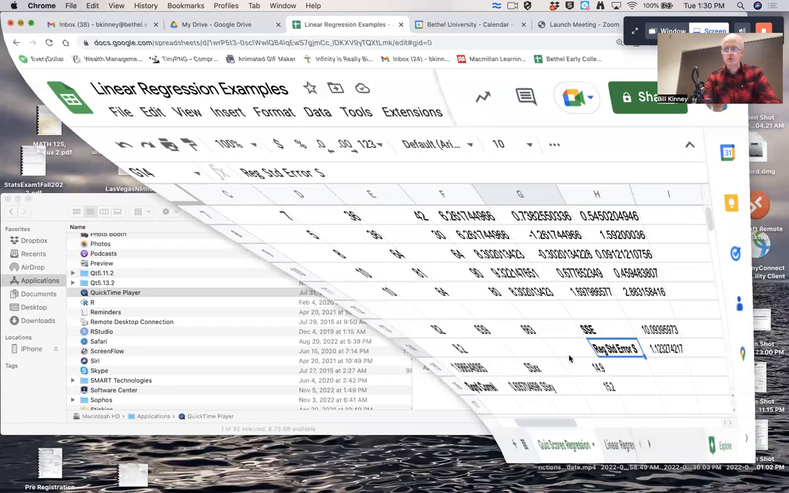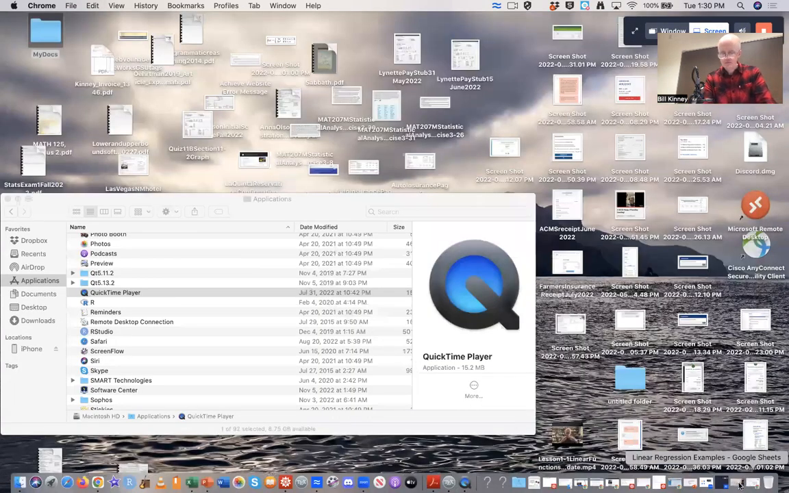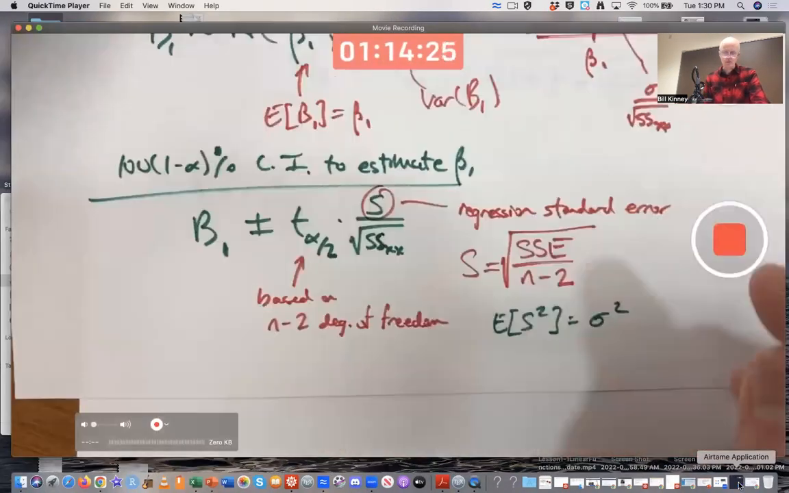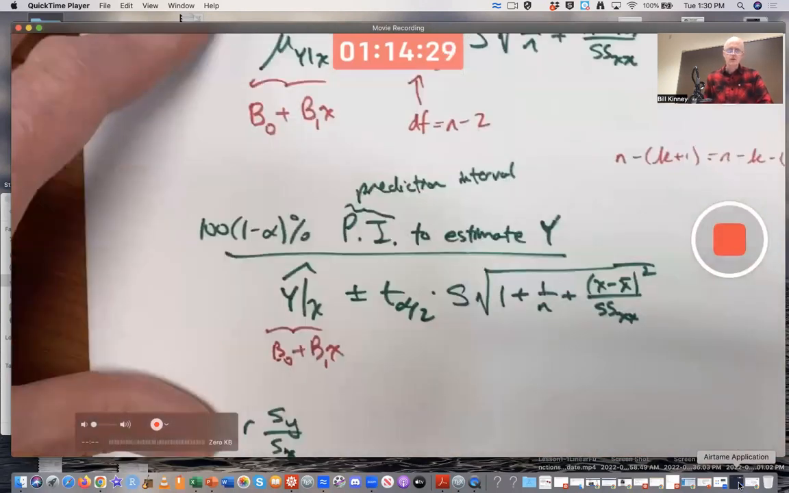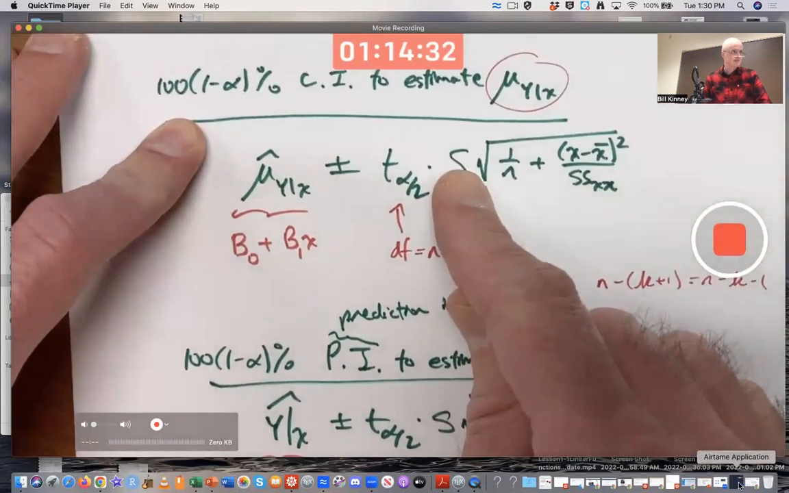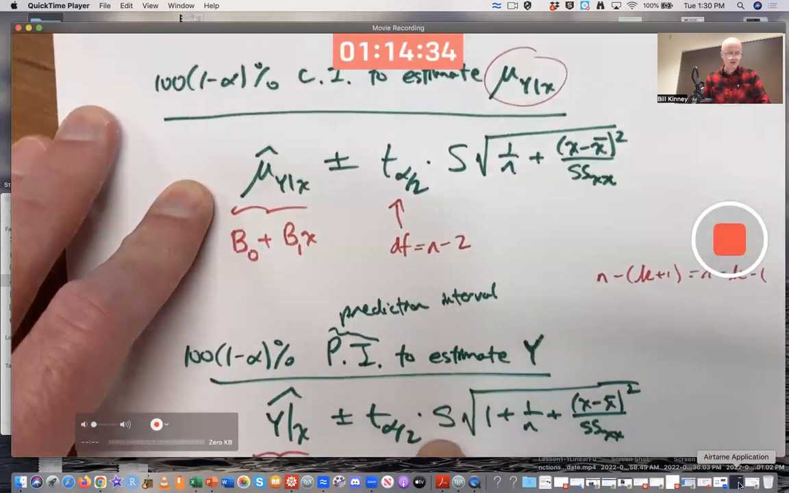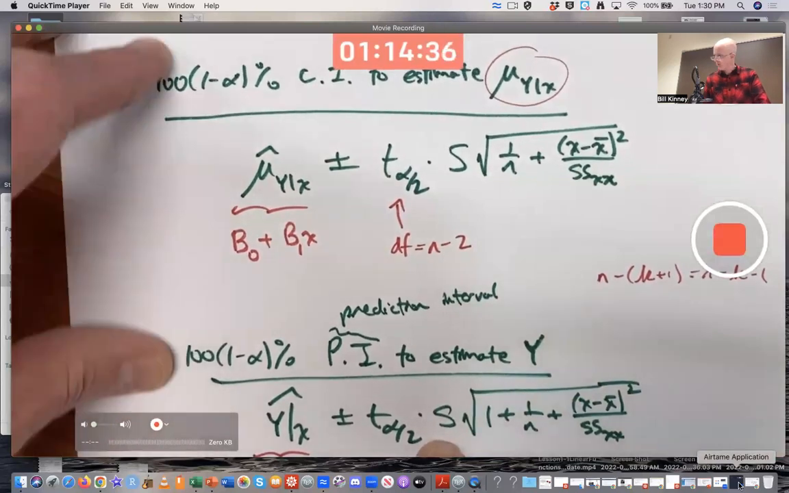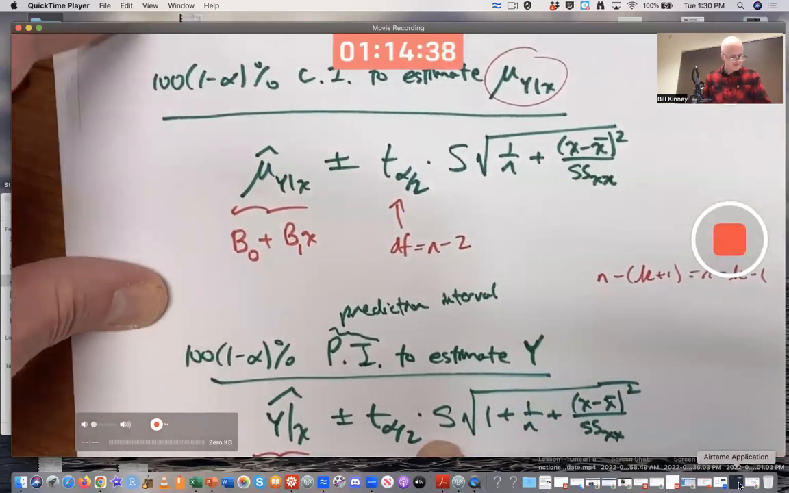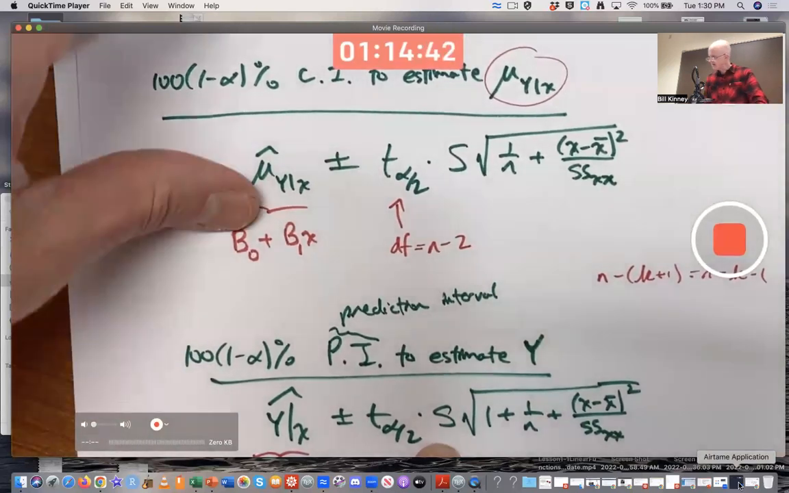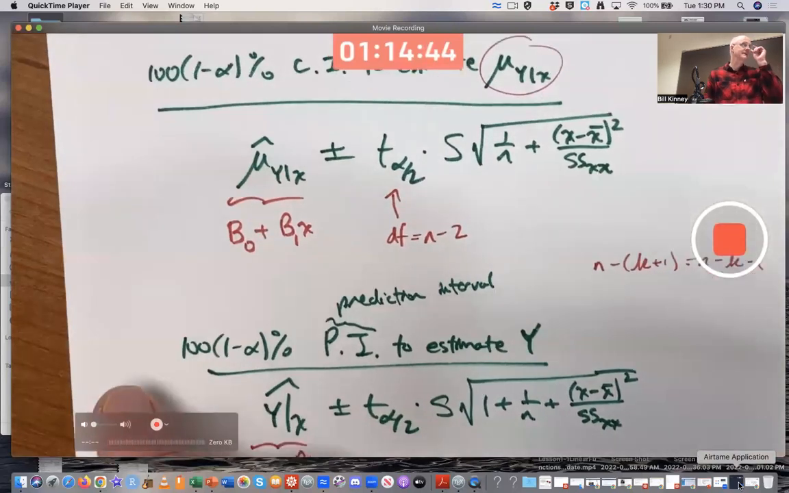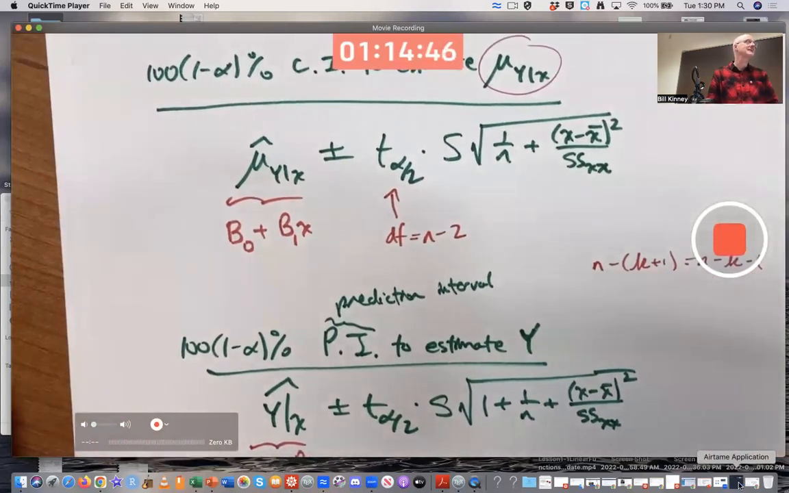That's the number you would use right there, right there, right there. And was there one more place? I think there was. I guess we looked in the book at the statistic for doing the hypothesis test about whether beta 1 was 0 or not.